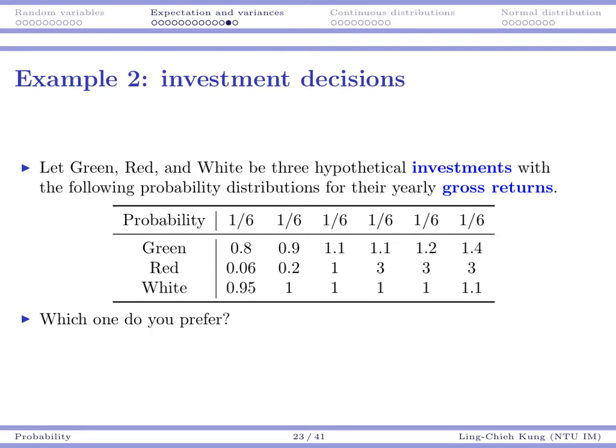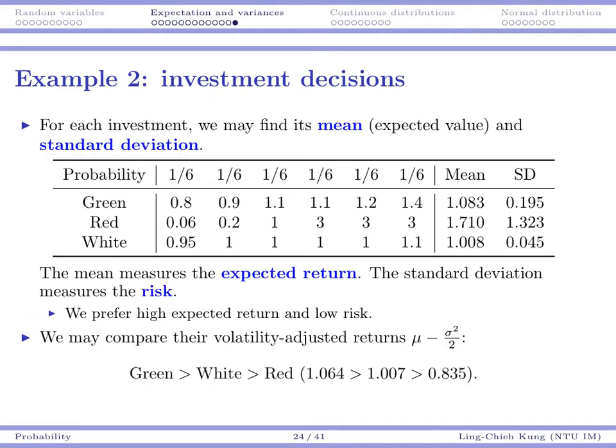Then if I ask you which one do you prefer, there is no standard answer because different people have different risk attitudes. Okay? But when we want to do some measurements, expectation and variance may help. So for investments, we may want to calculate their mean and the standard deviation. So we know how to do that. You may want to verify that these numbers are correct.